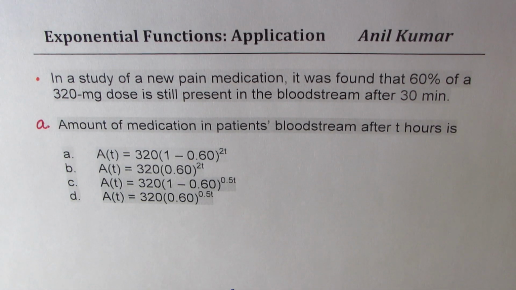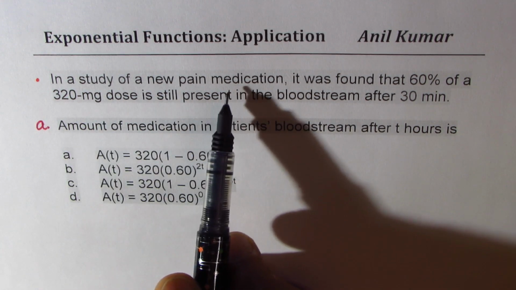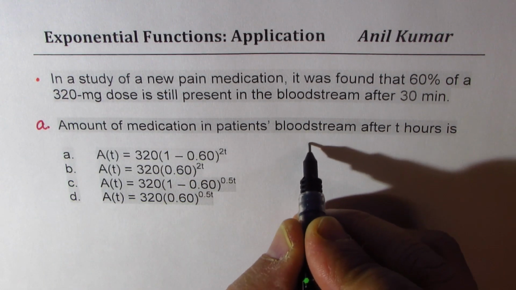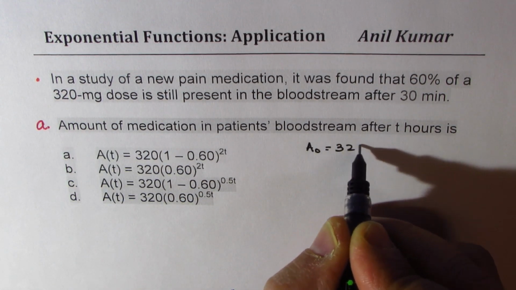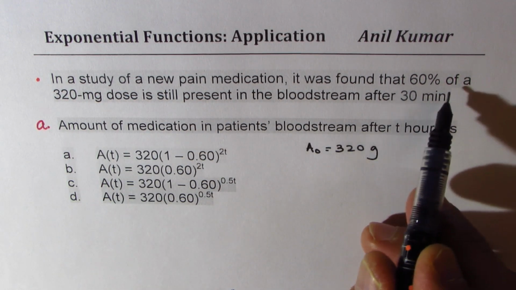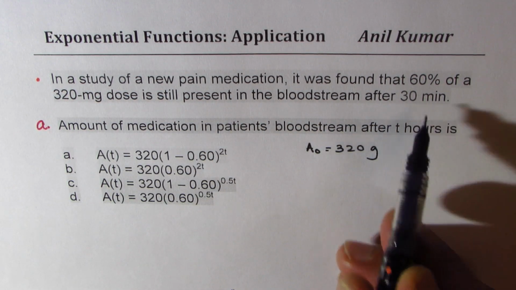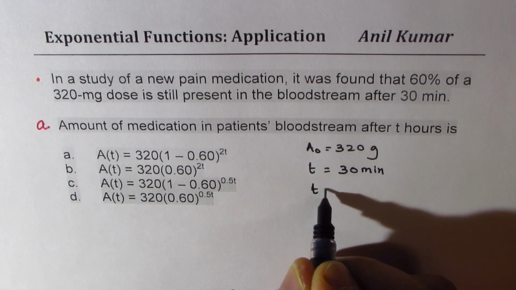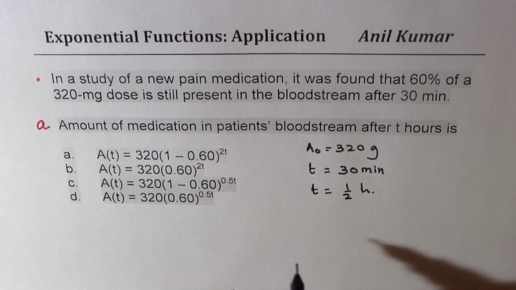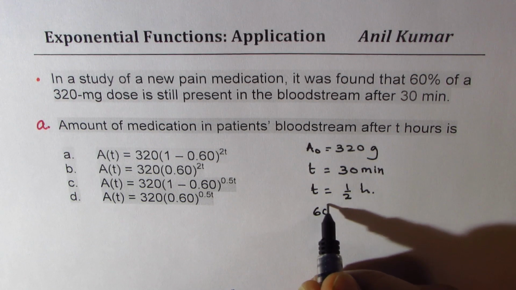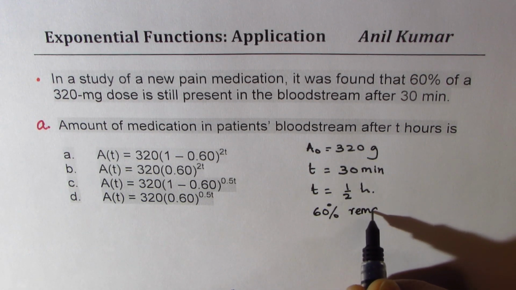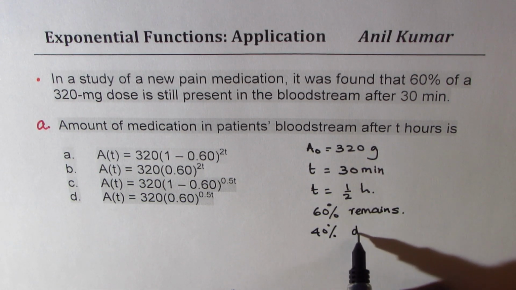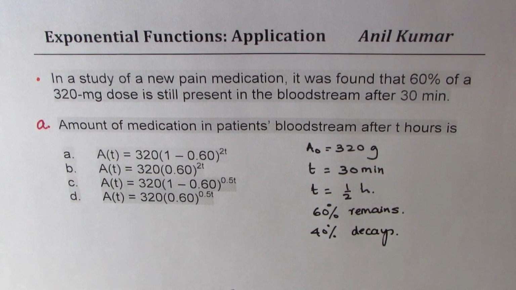So let's begin with part A. The question is, in a study of a new pain medication, it was found that 60% of a 320 milligram dose, so the initial amount is 320 milligrams, is present after time 30 minutes. So time is 30 minutes, which could be written as half an hour, right? And 60% remains. That also means that 40% decays. So think like this, okay?